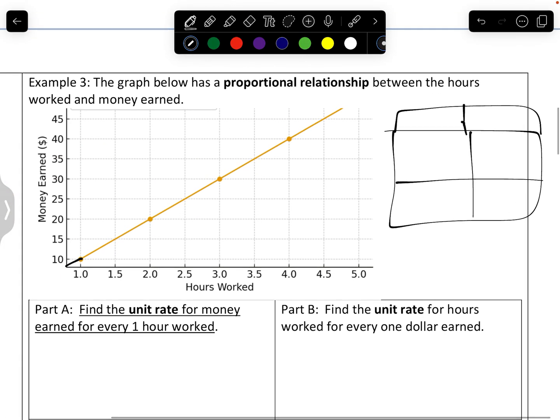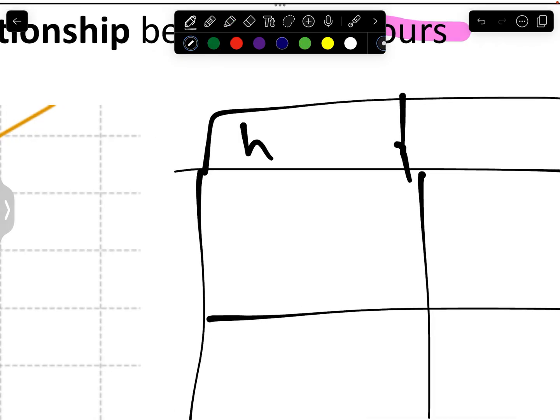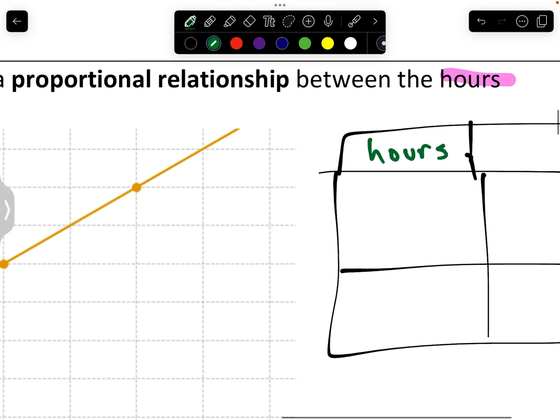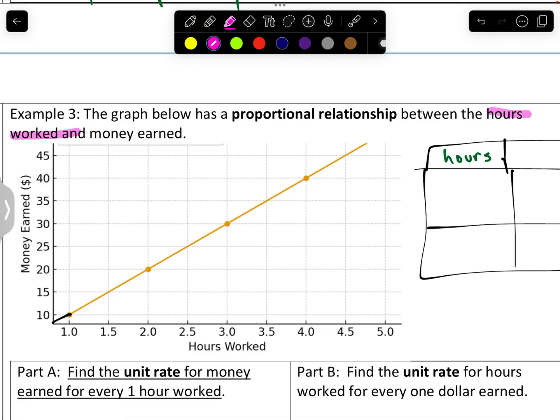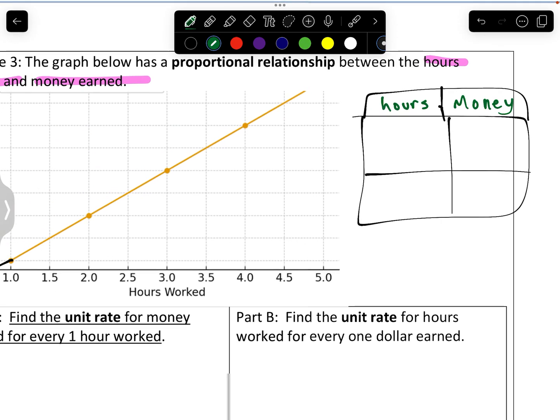There's two things we're talking about. This time, though, we're not really talking about sugar and water and things like that. This one says there's a proportional relationship between the hours worked, so let's put that here, hours, and money earned. So I've got this: there's a relationship between these two.